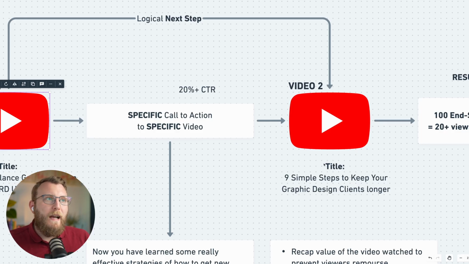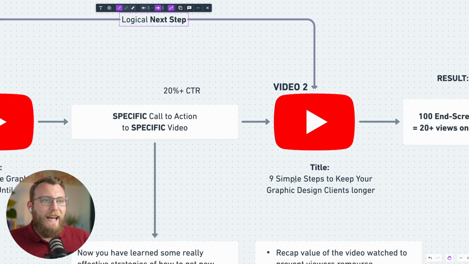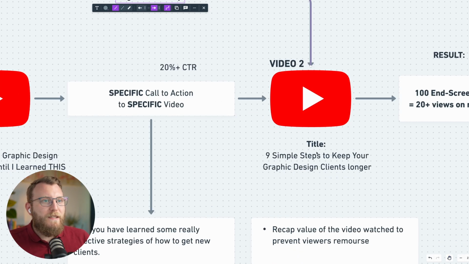Video number 2, ideally, is some sort of the next logical step to video number 1. I show you what I mean. Number 1 was about how to find clients. Now, what's the next problem if you have clients? You want to keep them as a freelancer, yeah? So video number 2 could be called 9 simple steps to keep your graphic design clients longer. Again, you call out your target audience in there. This is very important, especially for educational channels or those who have a business or want to build a business with a YouTube channel. And this is the next logical step, the next problem, so to speak, that you are solving.